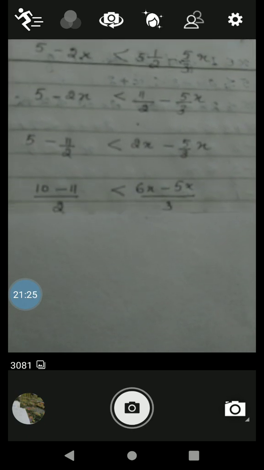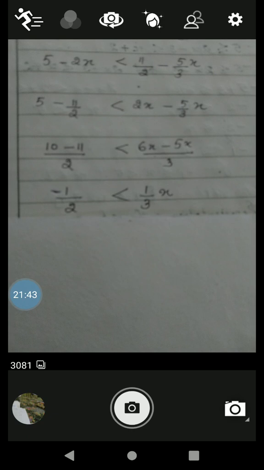And now you can transpose this minus 2x to the other side for avoiding negative sign. When we simplify, you can understand. Now transpose 11 by 2 to the left side. You will get, take LCM and simplify on both sides. You will get 10 minus 11 by 2 less than 6x minus 5x by 3.